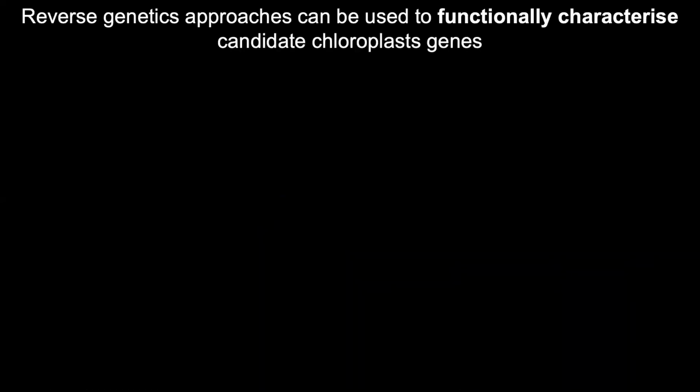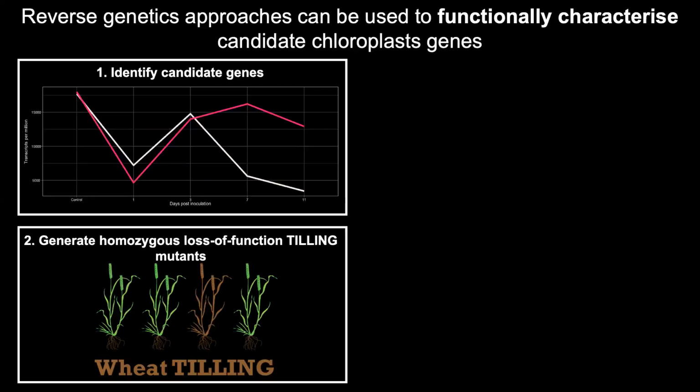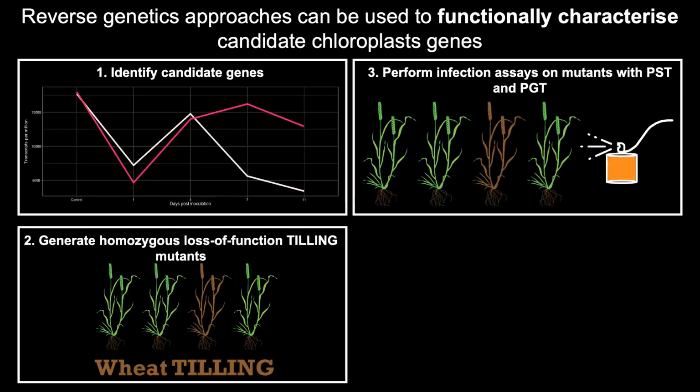So my overall strategy is to use a reverse genetics approach to identify chloroplastic genes of interest and functionally characterize their role in the wheat response to rust fungi. Firstly, using the RNA sequencing data, I have identified a number of nuclear-encoded chloroplast genes of interest which follow this general pattern of expression. I have utilized the TILLING population and obtained single loss-of-function wheat mutants, and I'm currently generating double loss-of-function mutants.